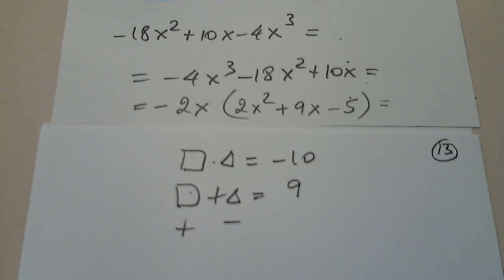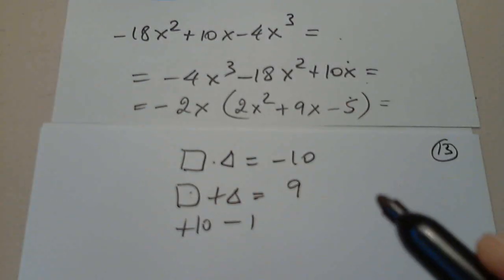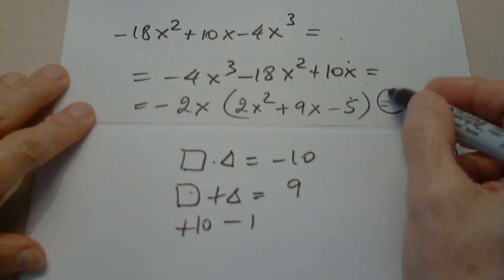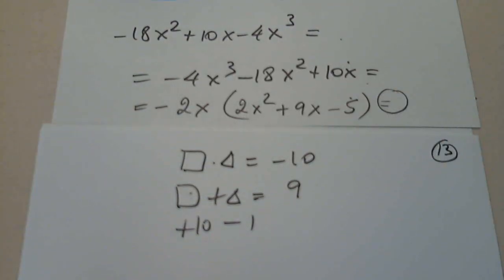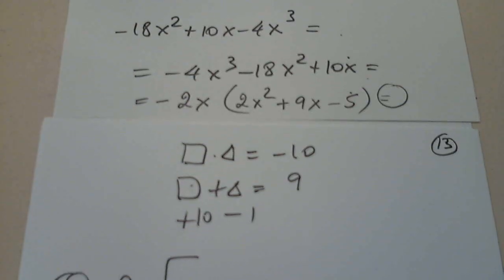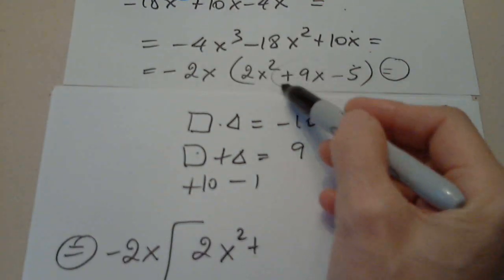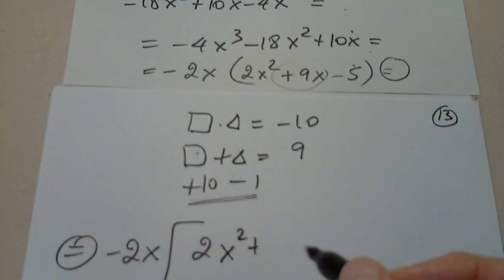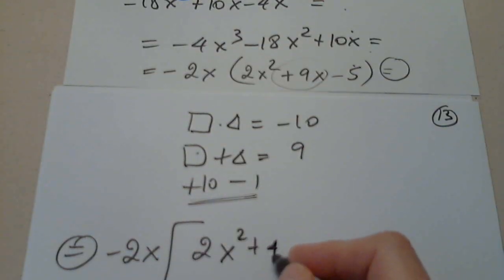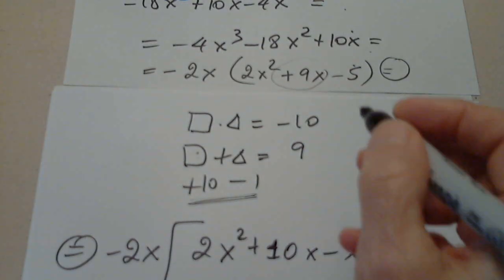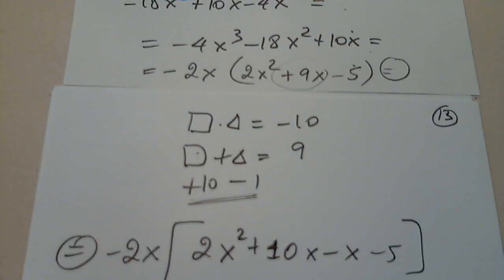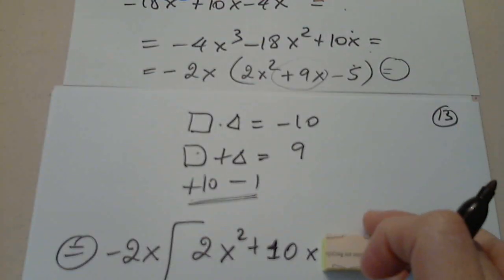Okay, so I agree with 10 and negative 1. But at this point, I have a negative 2x outside. I will be using brackets because I have to rewrite the 9x using these numbers: positive 10x minus x minus 5. And this is factoring by grouping.